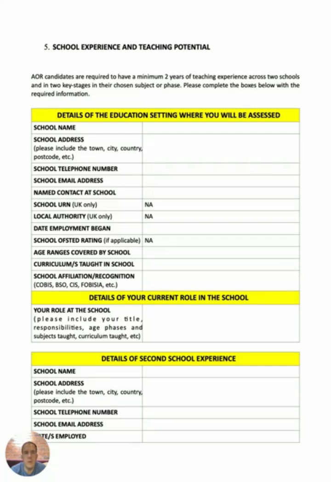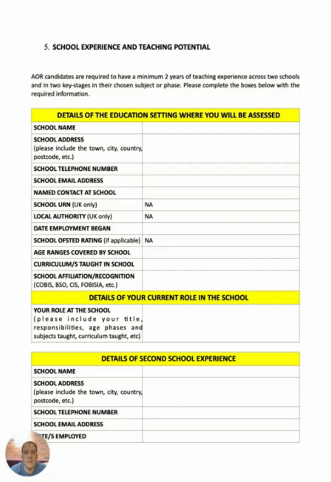Next one, school URN, local authority, and also school Ofsted ratings. Those are all non-applicable, so just don't worry about those. Date employment began, so when did you start your current contract? Whether that's September last year or September 2019 or whatever, just list when you started your current contract.